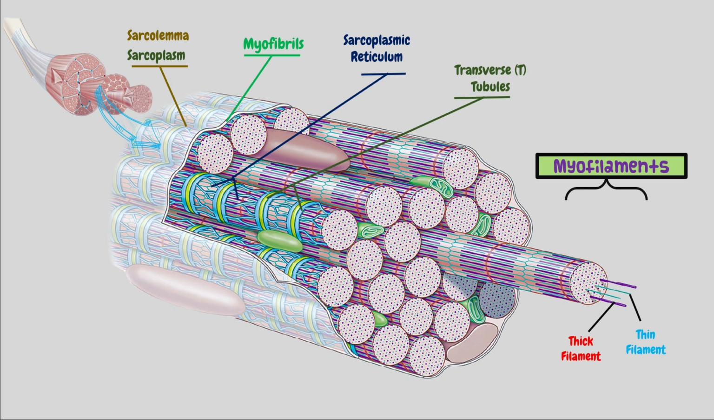Thick myofilaments are made of a protein called myosin, while thin myofilaments consist of a protein called actin. The arrangement of actin and myosin gives skeletal muscle its striated appearance. Let's discuss the structure of actin and myosin in detail. First is the thick filament. Each thick myofilament consists of hundreds of myosin molecules stacked together, with the myosin heads facing outward.